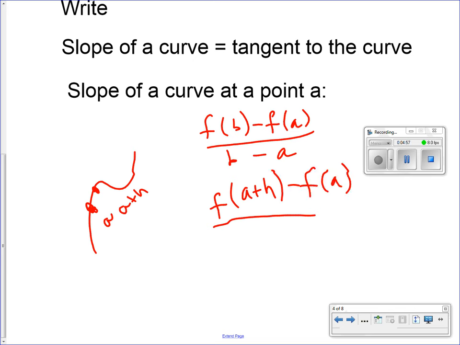And this should look familiar. And we see the denominator. So there's x2 minus x1, y2 minus y1. And the denominator, a plus h minus a, cancels out.